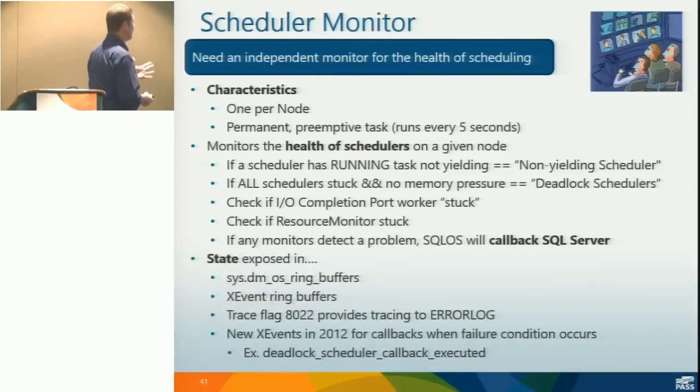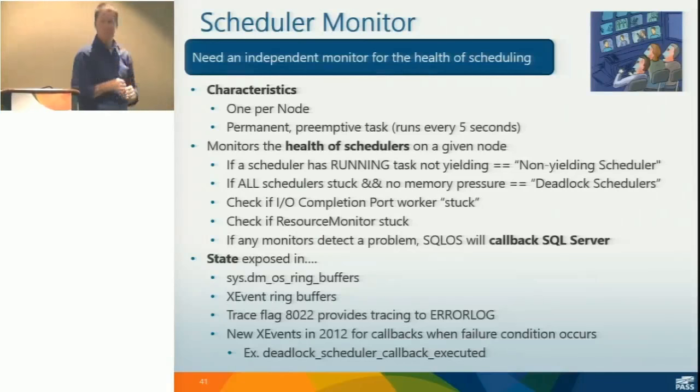The various state of this is exposed in a few different methods. In OS ring buffers, in Xevent ring buffers, and this is probably one you haven't seen before: an undocumented trace flag, warning, warning. 8022, I'm going to show you a demo of that though. 8022 is a trace flag that can dump into the error log every 5 seconds. It checks to see, do I have a stalled scheduler? And it will dump that information into the error log.